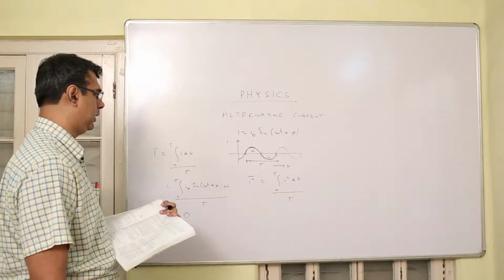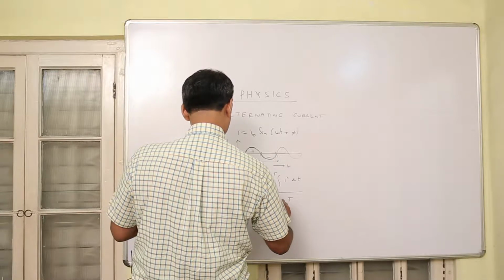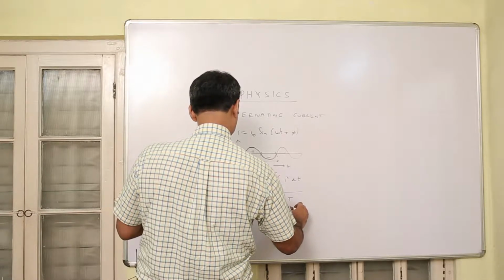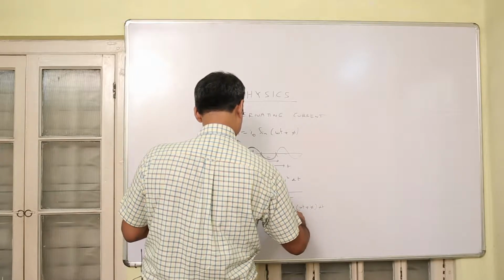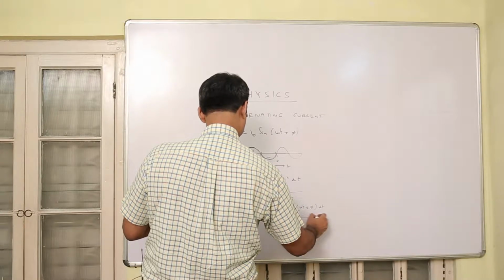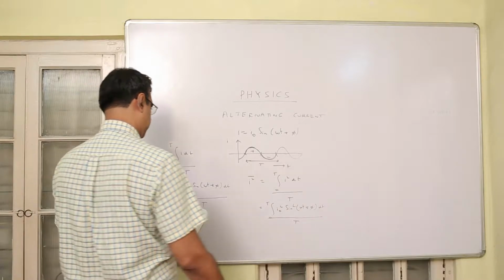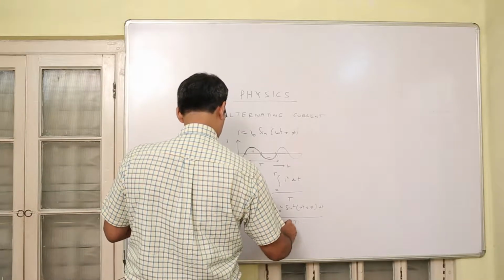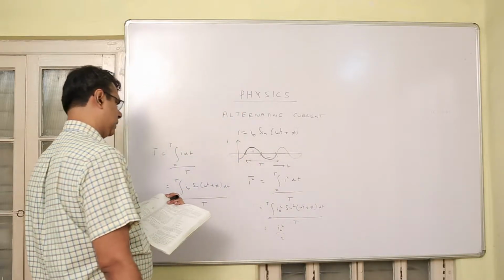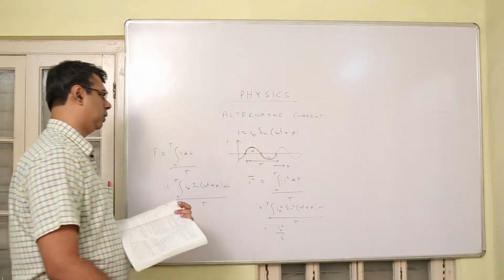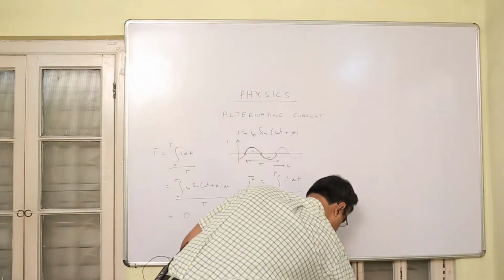That means 0 to T I square dt divided by T. So this comes to 0 to T I0 square sine square omega t plus phi dt divided by T, and after integration the answer comes to I0 square by 2. So the average of I square turns out to be equal to I0 square by 2.